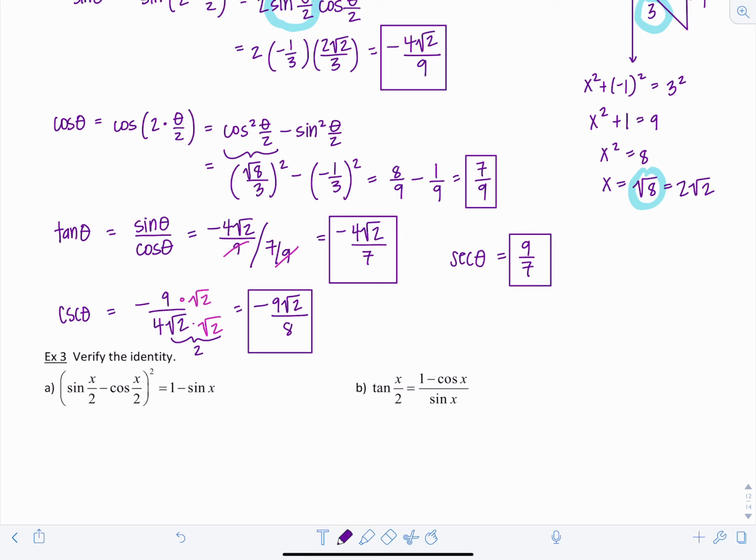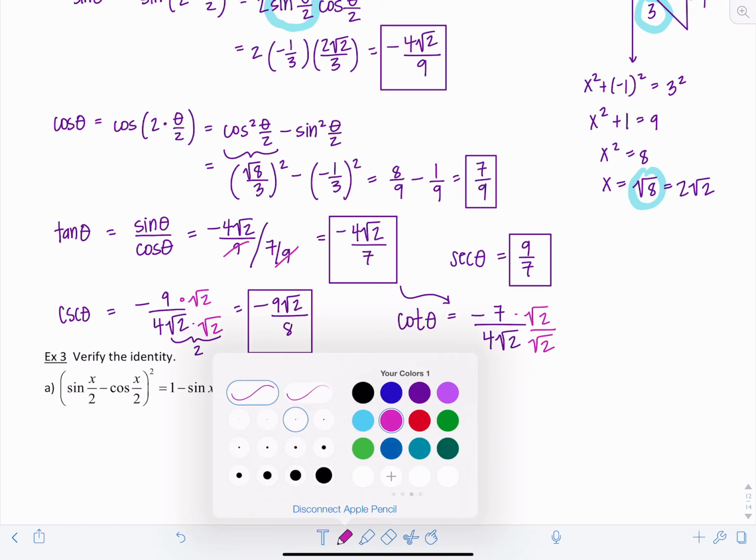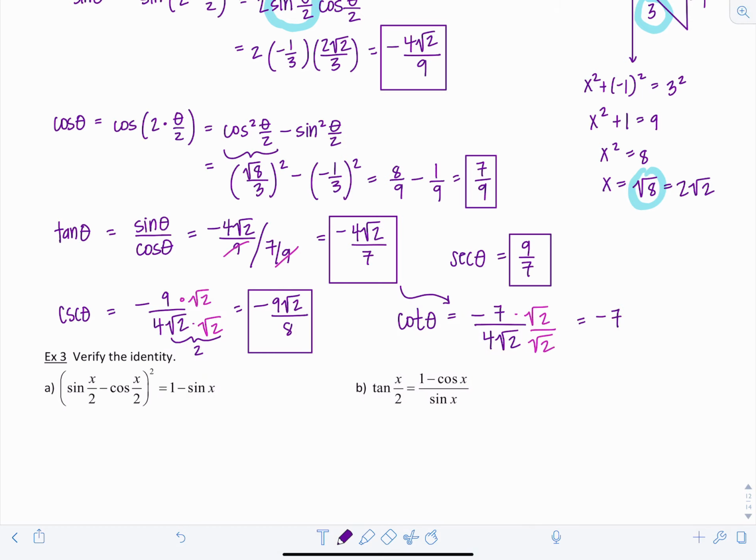And last but not least, cotangent theta. So cotangent theta is the reciprocal of tangent. So we have negative 7 over 4 rad 2. Again, I have to rationalize, so multiply by rad 2. So this is negative 7 rad 2 over, this is 2 times, rad 2 times rad 2 is 2. So I have 8. Woohoo, we made it.